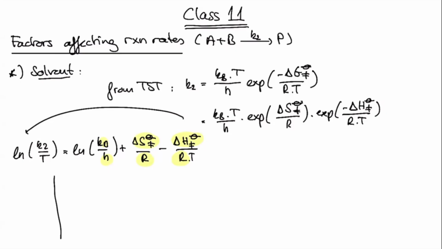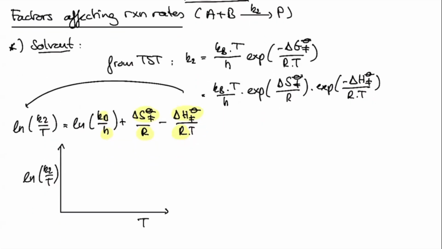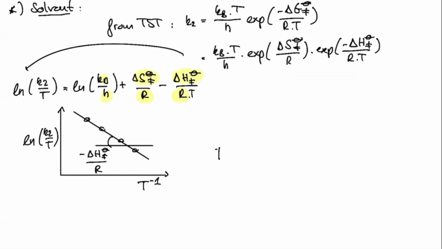So if we would plot ln of k2 over T versus 1 over the temperature, we would get a straight line with a slope that is minus delta H of activation over R. Okay, so let's look at an example.